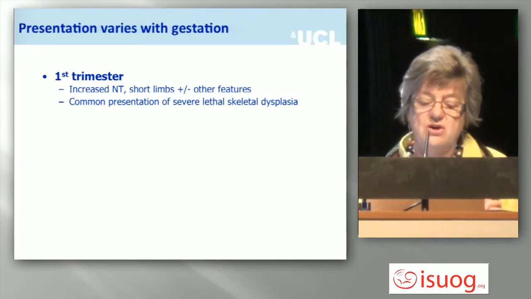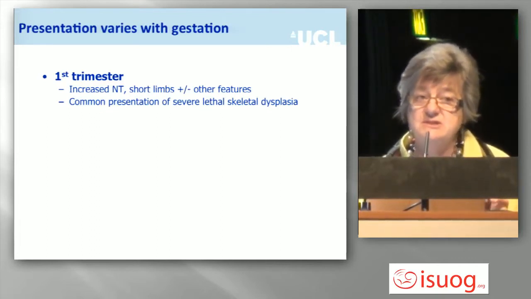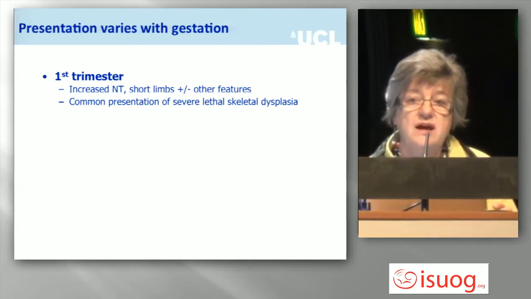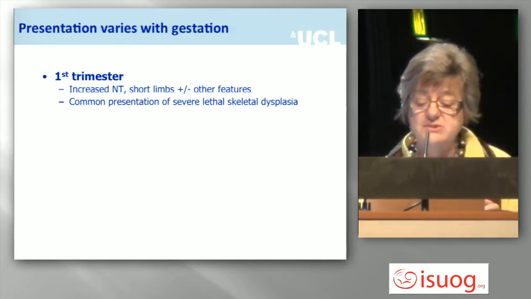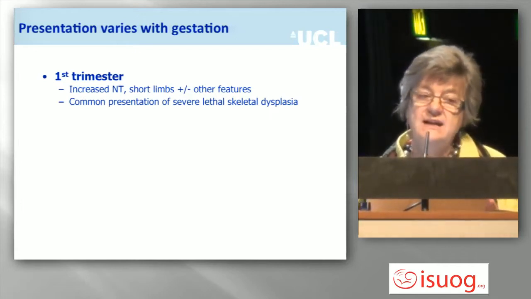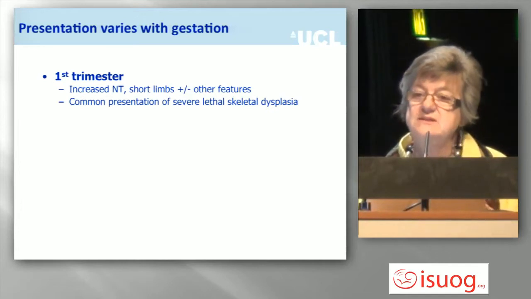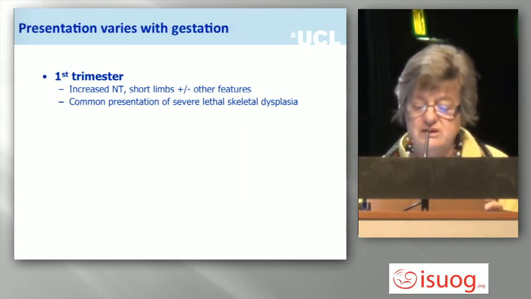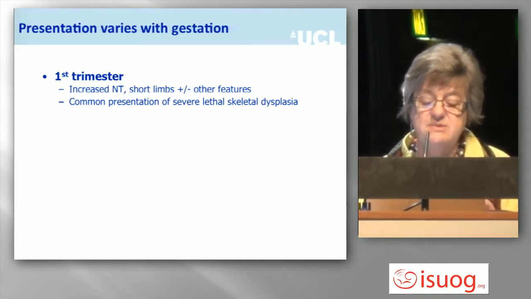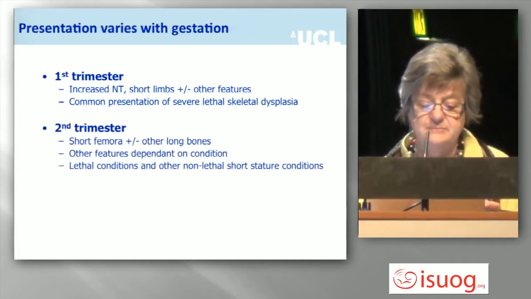The presentation of skeletal dysplasias varies with gestation, so an increased nuchal translucency is not infrequently found in association with skeletal dysplasias. Clearly you can see short limbs, but you can also see other features. And I would put it to you that in the early pregnancy, sort of in the first trimester, visualizing the limbs, particularly the hands and feet, can be very good. You can see them very clearly, and you can get some very good clues, as I'll show you in a minute, to the presence of an underlying skeletal dysplasia.